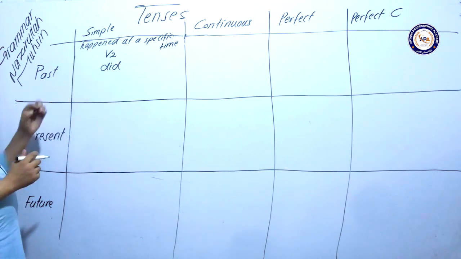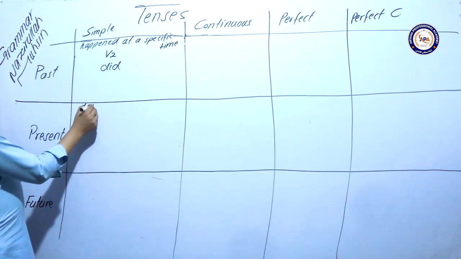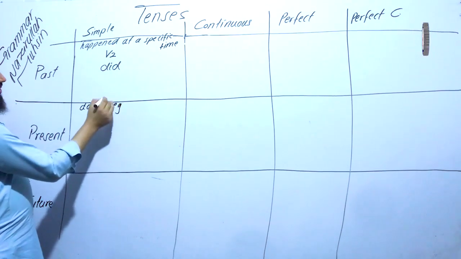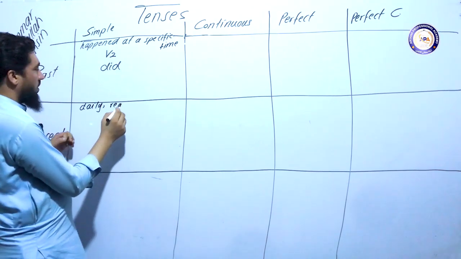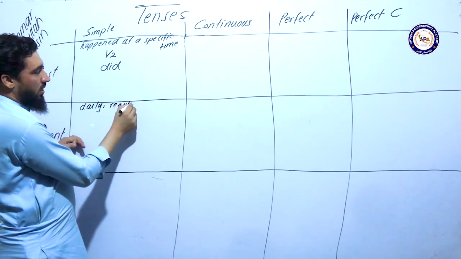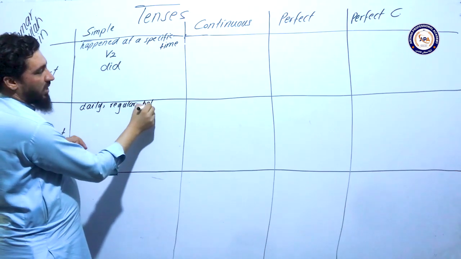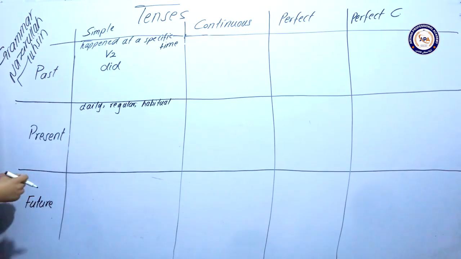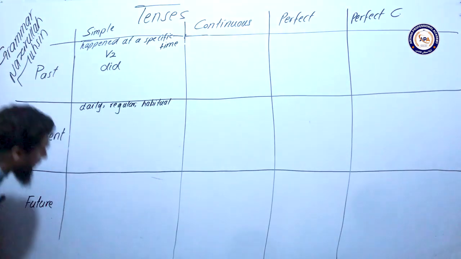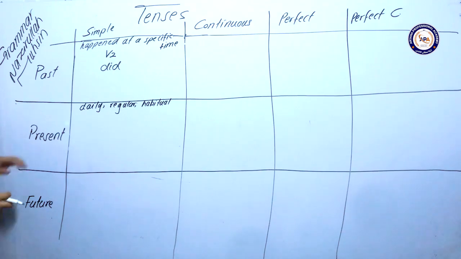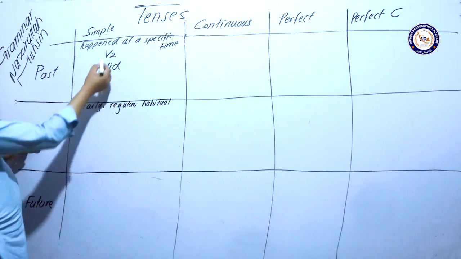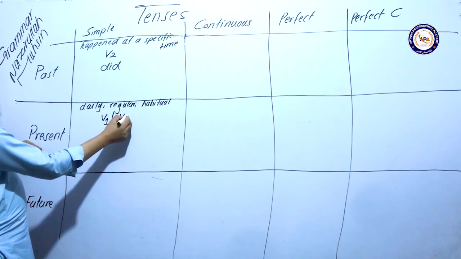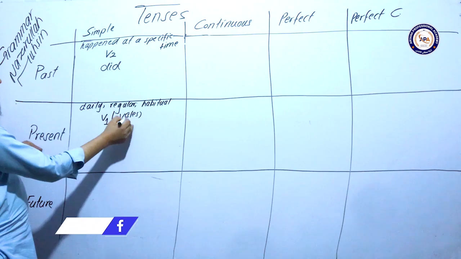When it comes to present simple, it mostly shows daily, regular, and habitual actions. We also studied some more usages, but these usages are used generally by present simple. And in present simple, we use the base form of verb when the subject is plural, or the singular form of verb when the subject is singular.